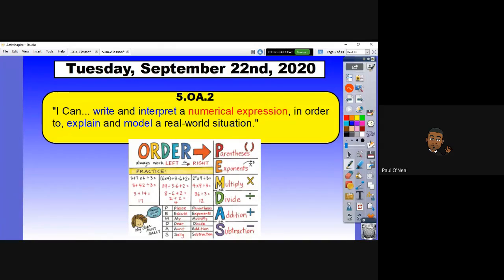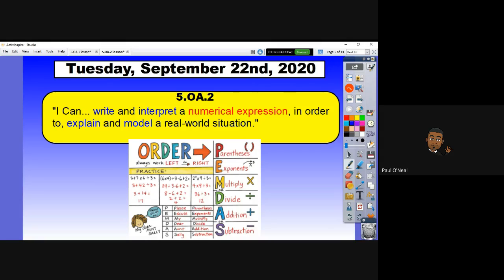Again, today is Tuesday, September 22nd. We're going to be looking at 5.0a.2, which is a continuation of what we are going to continue learning this week. Yesterday, we started talking about the three properties: commutative, associative, as well as distributive. That's going to help us with what we're really going to be learning about in fifth grade, and that is the order of operations. So today we're going to look at writing and interpreting a numerical expression in order to explain and model a real-world situation.